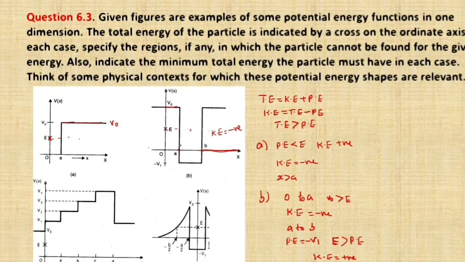Positive. So in between A to B we can find the particle. Okay, so the minimum total energy the particle must have in this case is equal to what? Minus V1. So this is the second picture. Look at the third picture here.